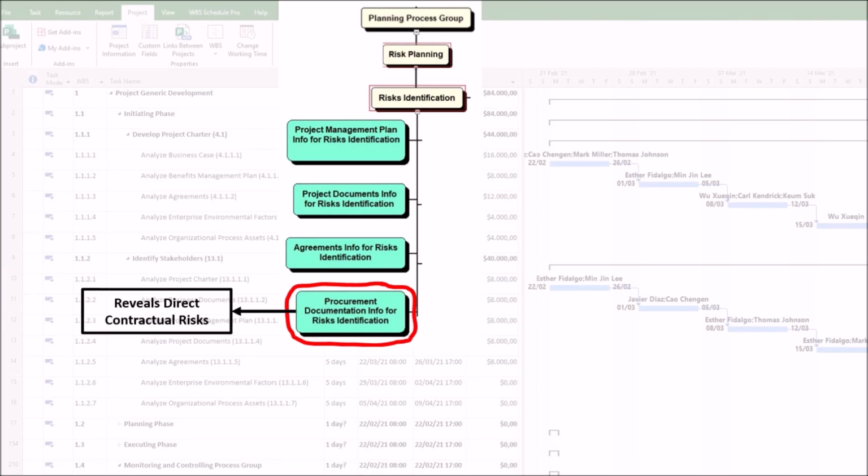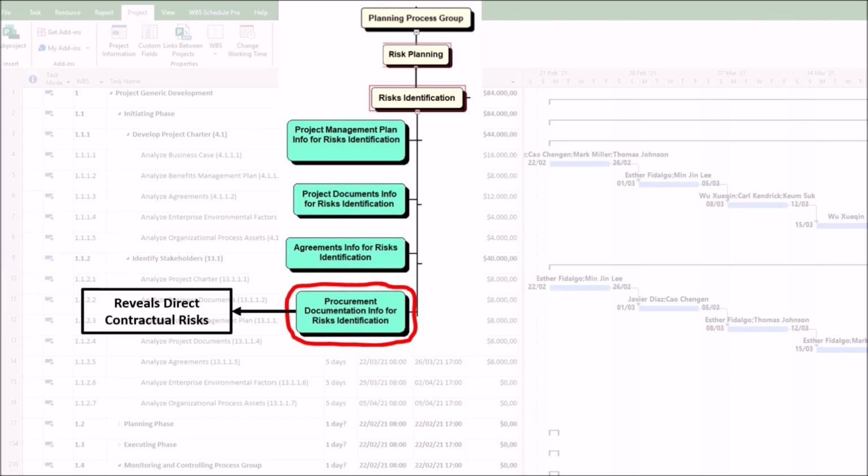1. It reveals direct contractual risks. Procurement documents, like contracts, agreements, statements of work, service-level agreements, and terms and conditions, are fundamentally risk allocation mechanisms. They explicitly define who bears what risk, as follows. The first relevant documents are the pricing models. A fixed-price contract transfers cost risk to the seller, but carries the risk of the seller cutting corners or going bankrupt. A cost-reimbursable contract carries significant cost overrun risk for the buyer.